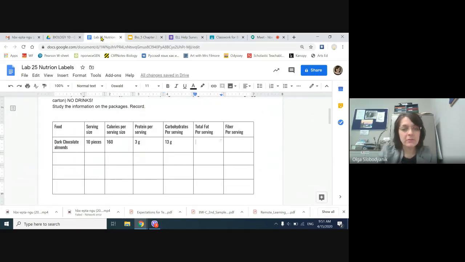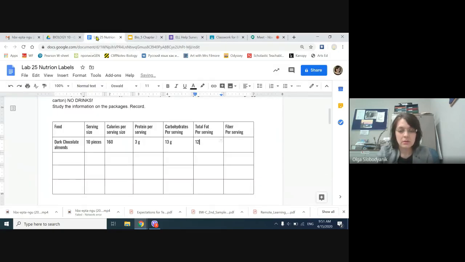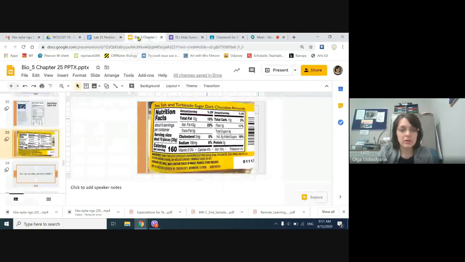Next, I need to find fat per serving. Okay, total fat, 12 grams. And then fiber per serving, okay? Very important thing we need to look and find is fiber. Does it give us any information on fiber?